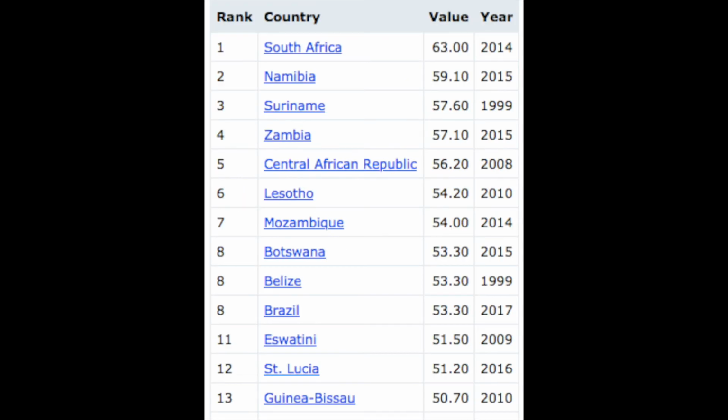So if we look at the data, we can see that South Africa currently has the highest Gini index at 63, meaning that it is currently the most unequal country in the world. You will also see countries such as Namibia, Zambia, Central African Republic, Lesotho, etc. And a common trend is that many of these countries have had a history of corruption, racial discrimination, segregation, etc.